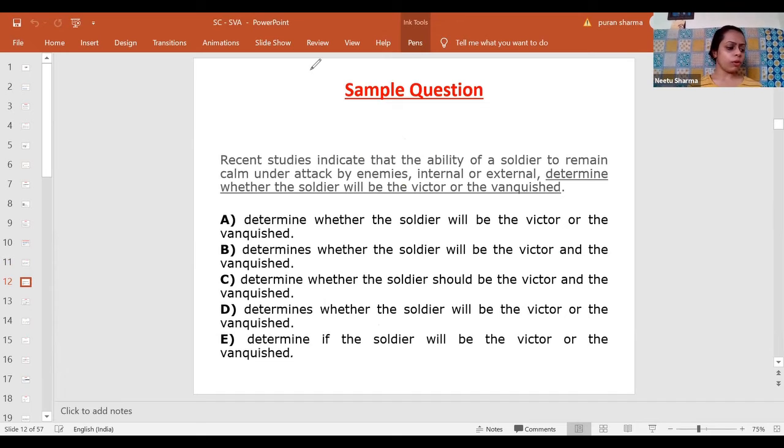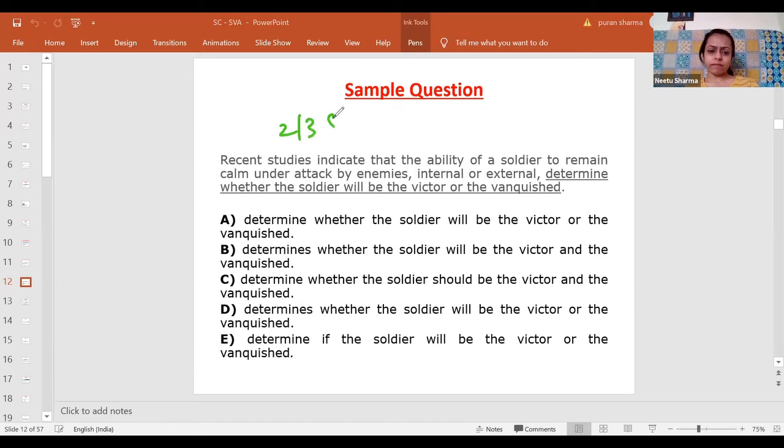What's your approach to solve for sentence correction problems? How do you start with it? First, I see what the differences are between the sentences. Like, the first word for 3 options is "determine," for 2 it's "determines."